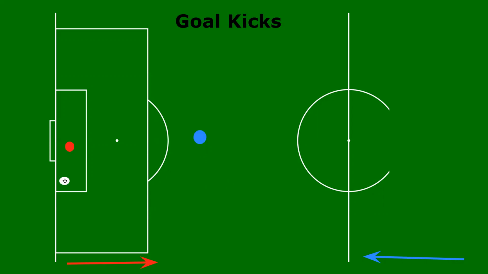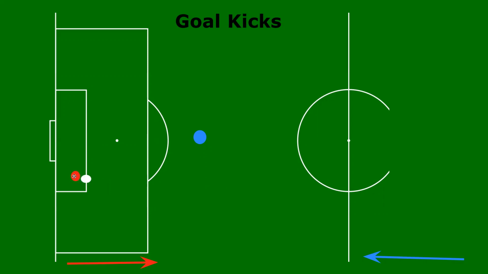The ball can be placed anywhere in the goalie box, or it can be placed on the line of the goalie box, but it cannot be placed outside of that. So it can be placed anywhere inside or on the line of the goalie box. That's perfectly okay. And then red team will kick the ball into their team.